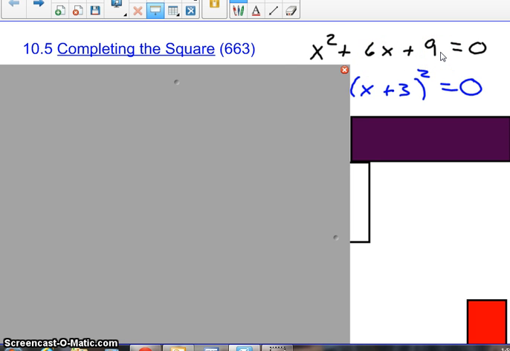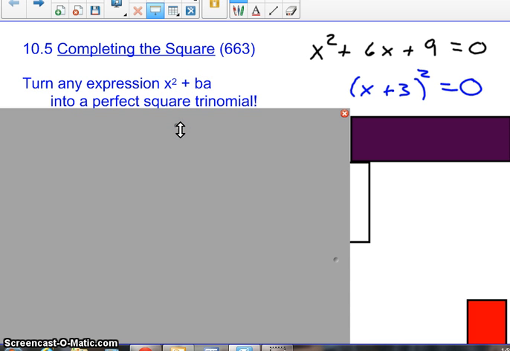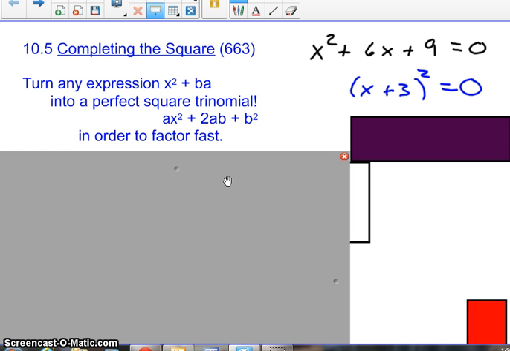So we simply can take half of this term and square it, and that gives you a perfect square trinomial. Okay? So the goal of today is to turn any expression that you have, x squared plus whatever it is, bx, into a perfect square trinomial, which is a squared plus 2ab plus b squared, in order to factor fast. That's the goal today.